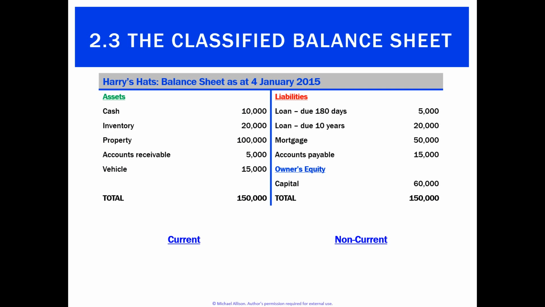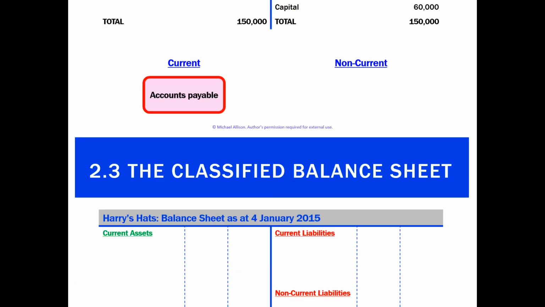So in this case, we want to classify the balance sheet here for Harry's Hats into current and non-current. So we take things like cash, current; inventory would be a current asset; property, that's non-current; accounts receivable or debtors is current; and vehicles are non-current. The loans, well, we've got two. One's due in 180 days, so that'll be current. One's due in 10 years, that'll be non-current. A mortgage is non-current. Accounts payable is a current liability. As we go, we'll learn what is and isn't a current or non-current asset or liability.